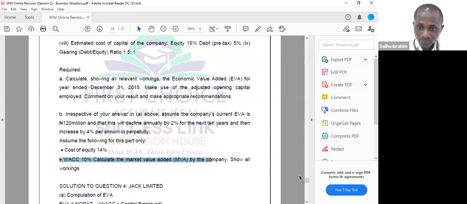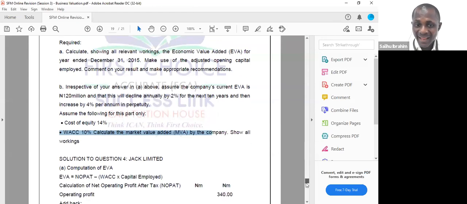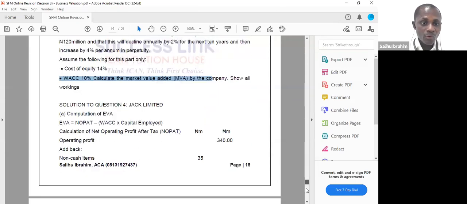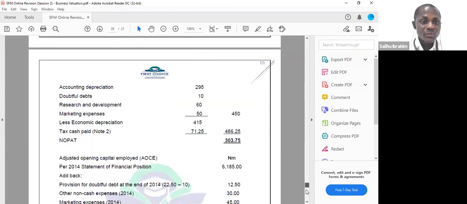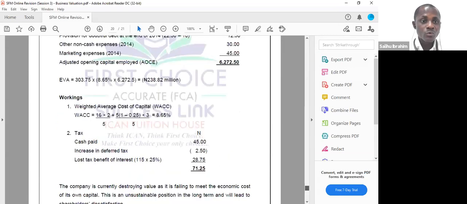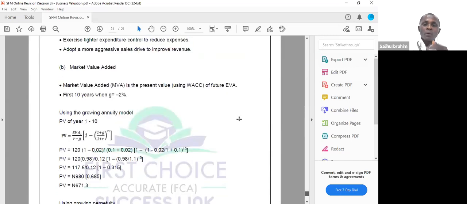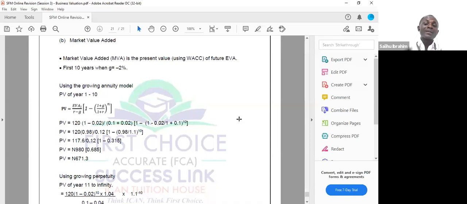Now, when you hear decline, please don't get confused. You are still using the formula for growth rate. It will decline by 2% for the next 10 years. So that is a growing annuity, growing annuity for 10 years at 2%. But here, instead of growth, it will be decline. Now, let me show you how we are going to adjust the formula.